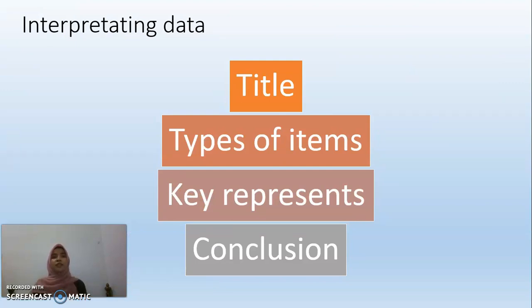So as we can see here, interpreting data. How are we going to interpret the data? We need to look out for these 4 key points. The first one is the title of the data. The second one is the types of items. The third one is the key represents. And the last one is conclusion.